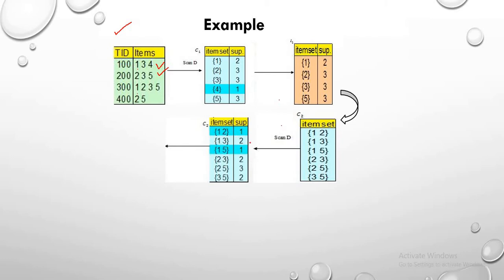Whatever transaction is 1 time, 1 5 is 1 time. The remaining: 1 3 is 2 times, 2 3 is 2 times, 2 5 is 3 times, 3 5 is 2 times. So now you remove the 1, then you are going to get 1 3 is 2 times, 2 3 is 2 times, 2 5 is 3 times, and 3 5 is 2 times. So these are the data sets arrived.